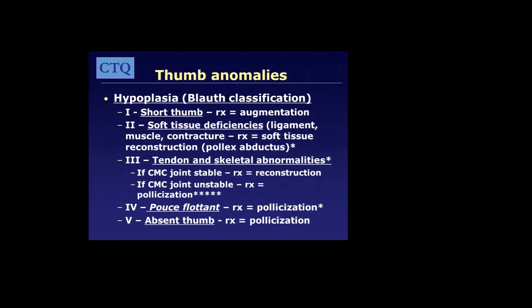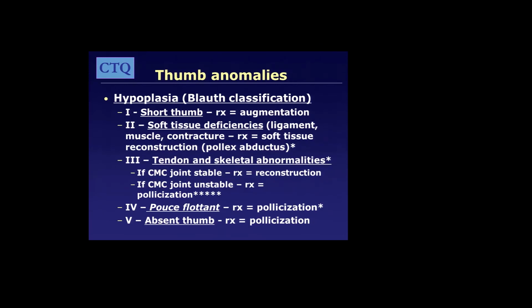Thumb anomalies: hypoplasia of the thumb is classified by the Blauth classification. Type 1 is a short thumb. Treatment is observation or augmentation. Type 2 is where you have soft tissue deficiencies, ligament and muscle contracture. Reconstruction is the way to go.